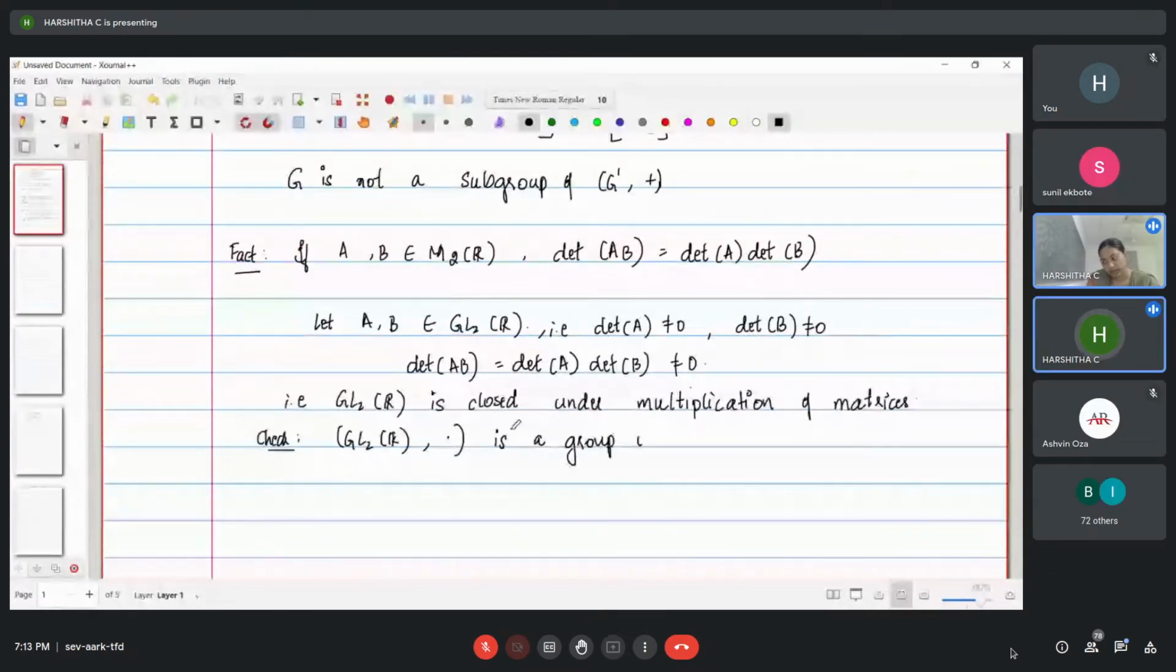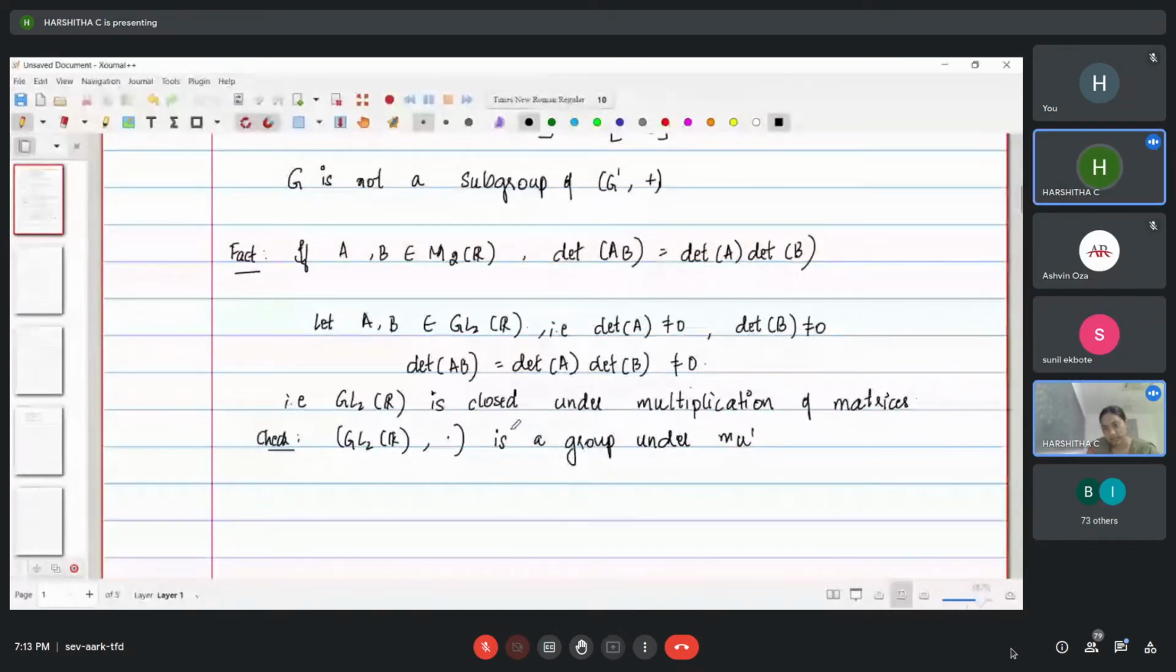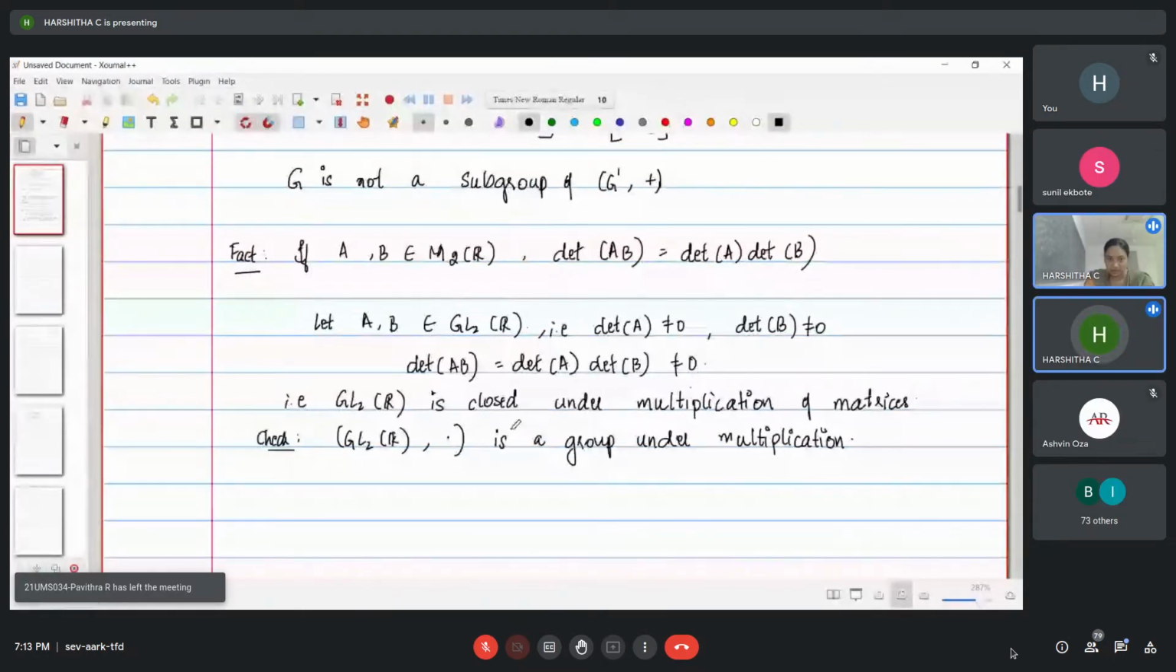So the group under multiplication. That means you have to check the other properties. Maybe I'll quickly say it orally. Associativity: matrix multiplication is associative. Identity is the identity matrix, diagonal entries 1 and everything else 0. Inverse: if a matrix's determinant is not equal to 0, the inverse exists. It's the school calculation we used to do, 1 by determinant of A into the adjoint matrix, that will give you the inverse of a matrix.